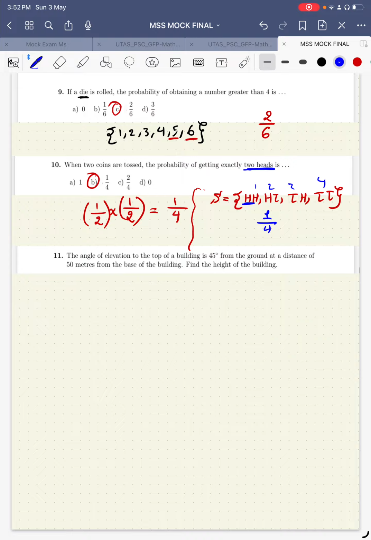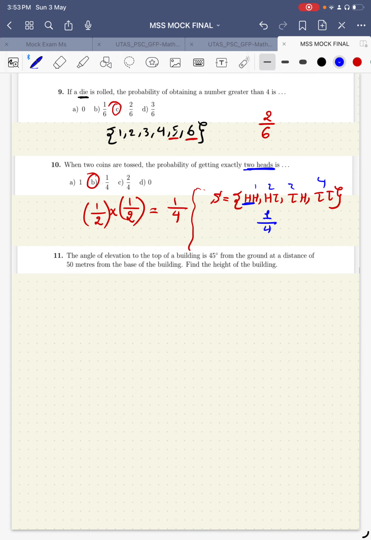Okay. So now let's go to question number 10. The angle of elevation to the top of a building is found to be 45 degrees from the ground at a distance of 50 meters from the base of the building. Find the height of the building. This question is an application of trigonometric ratios.